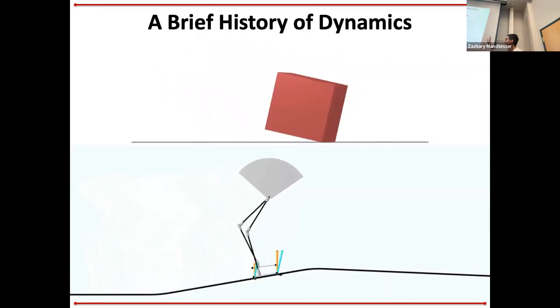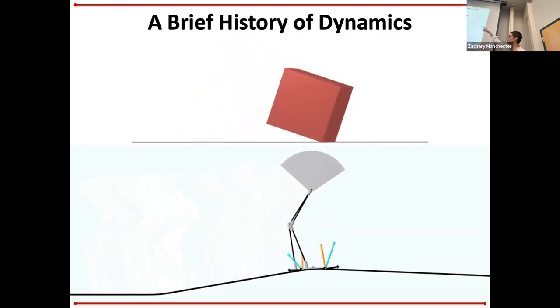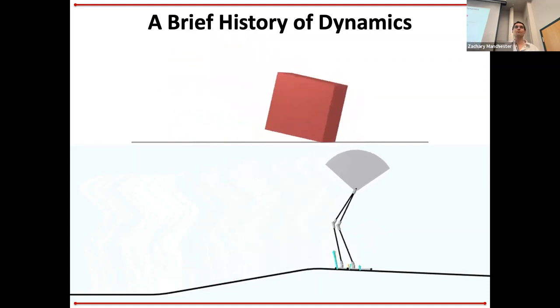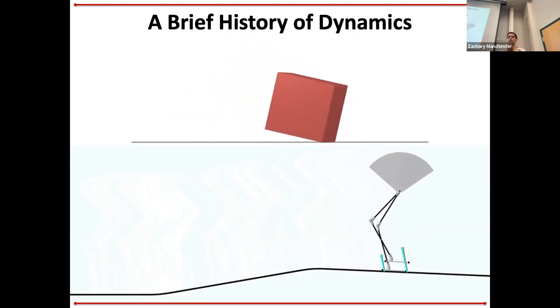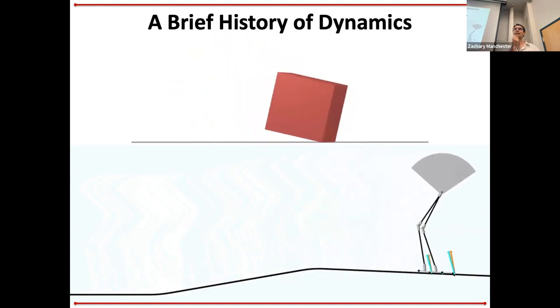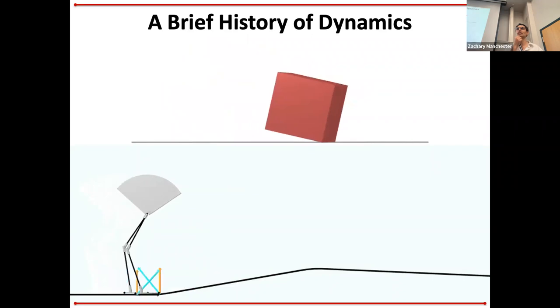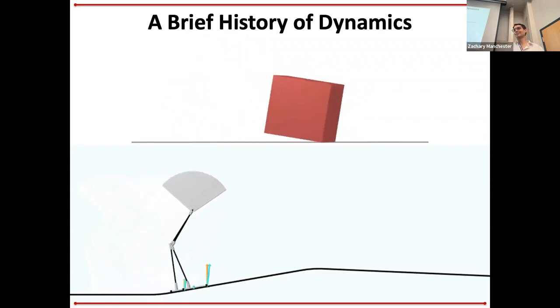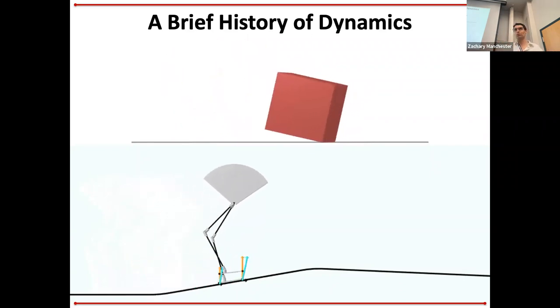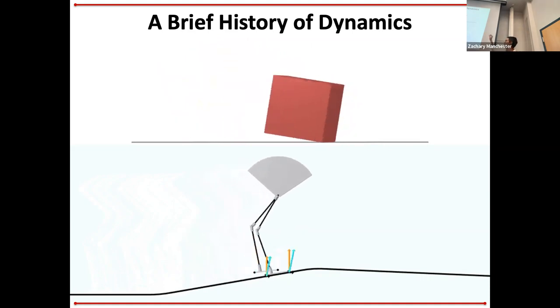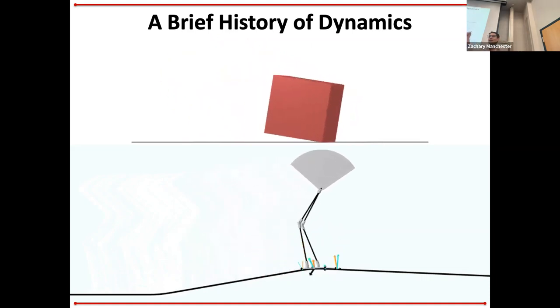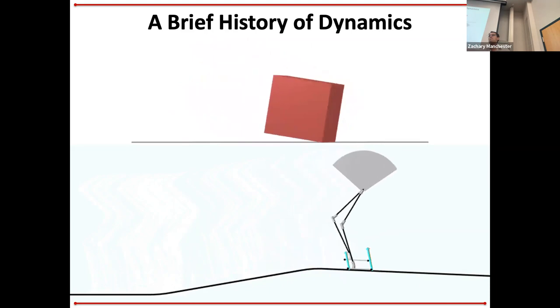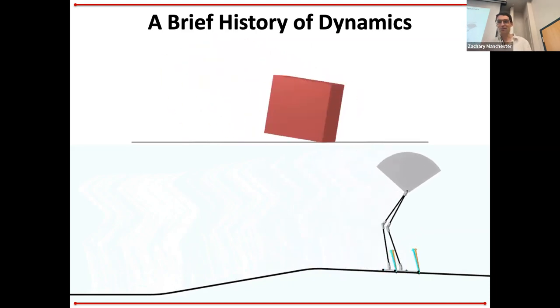So the first really mathematically rigorous treatment of this stuff happened in the 1970s by a French guy named Moreau. He developed this thing called the maximum dissipation principle, which is the rigorous analytic, variational theory that lets you describe stuff like this. And surprise, surprise, it's an optimization problem. And we'll talk about that.